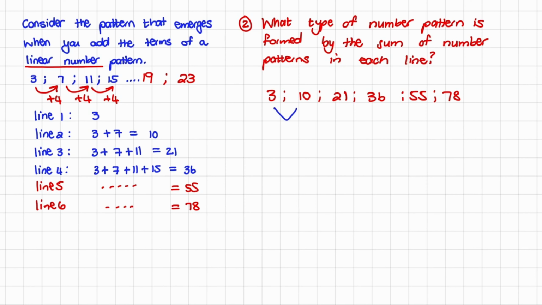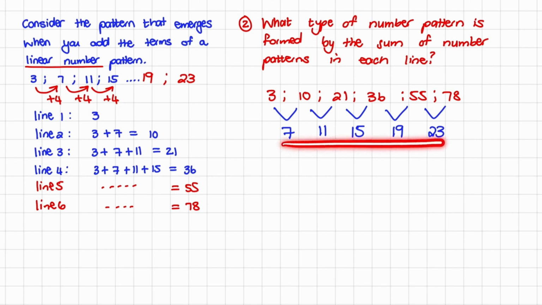So from 3 to 10, we added 7. From 10 to 21, we added 11. 21 to 36, we added 15. 36 to 55, we added 19. And 55 to 78, we added 23. Now there's no constant difference between terms, so this is not a linear number pattern.